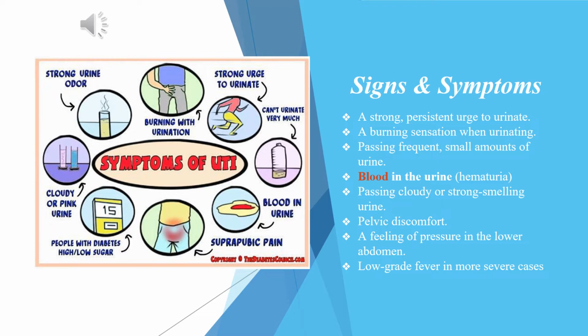Also, you might feel soreness, pressure, or cramps in your lower belly, back, or sides. If the infection goes to your kidneys, your UTI symptoms may also include pain in your back, fever, chills, and sometimes nausea and vomiting. If you have any of these symptoms, tell your doctor right away, as acute renal failure can become a serious complication.